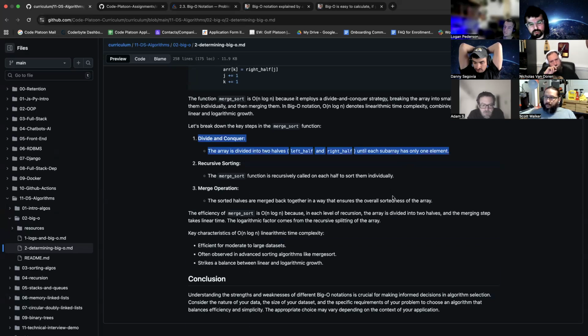Conclusion, understanding the strengths and weaknesses of different big O notations is crucial for making informed decisions in algorithm selection. Consider the nature of your data, the size of your data set, the specific requirements of your problem to choose an algorithm that balances efficiency, simplicity. The appropriate choice may vary depending on the context of your application. That's more of a fluffy answer.